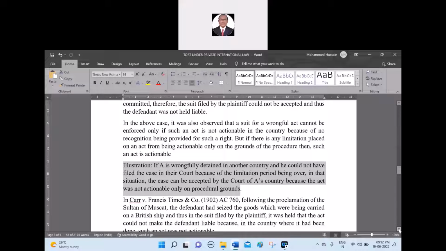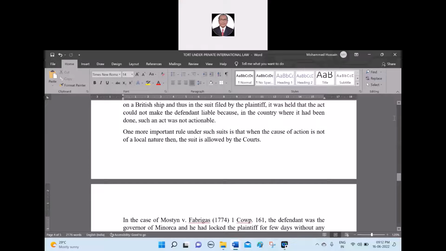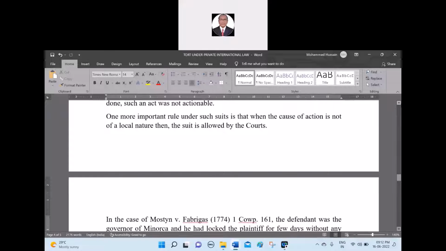That is the only thing which I revealed to you. So the procedural law can be exempted to file a case, because the law of limitation is a procedural law. Hence the country can register the case even though it is against the law of limitation. So Carr versus, this is one of the case laws that we will see, and how I magnified the case law.